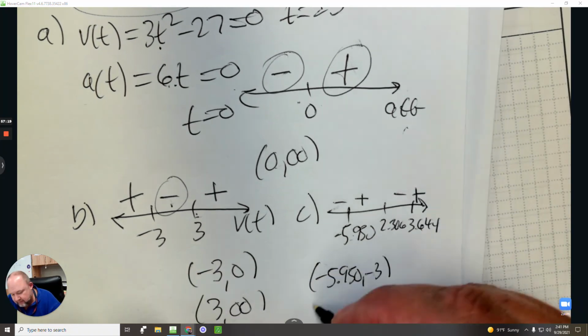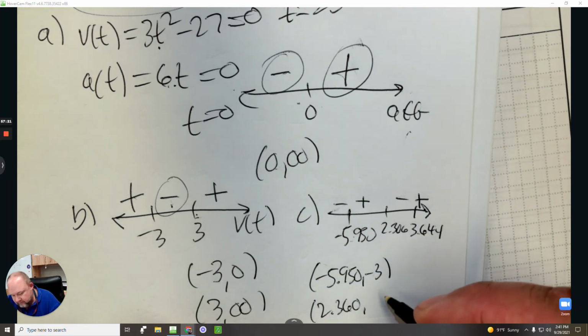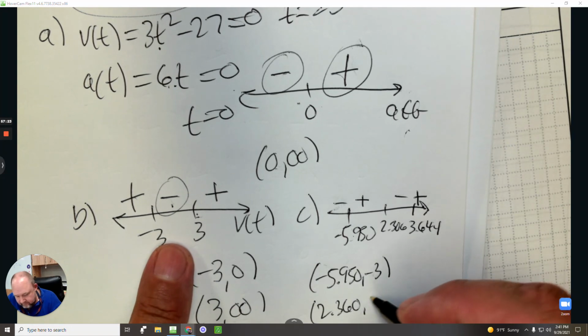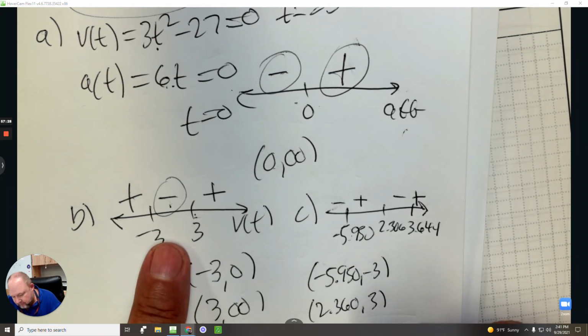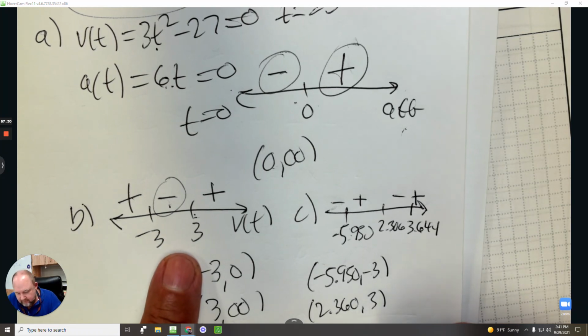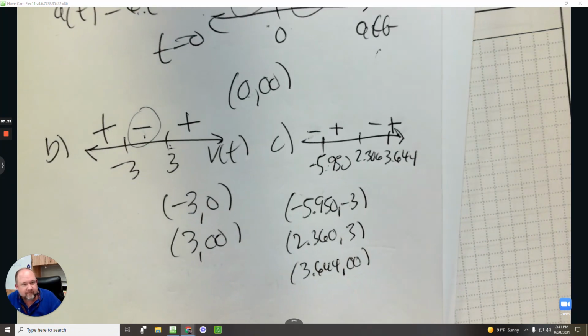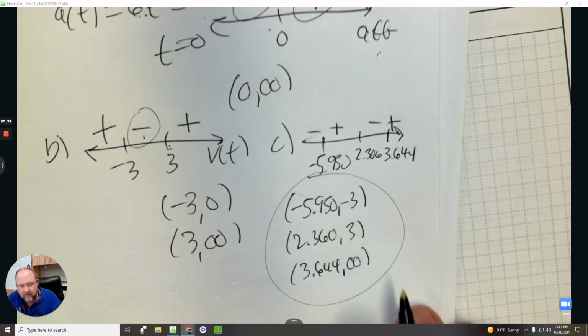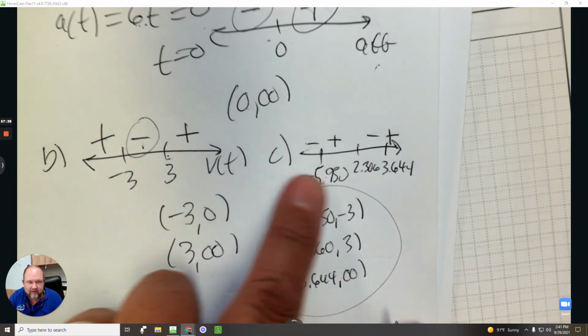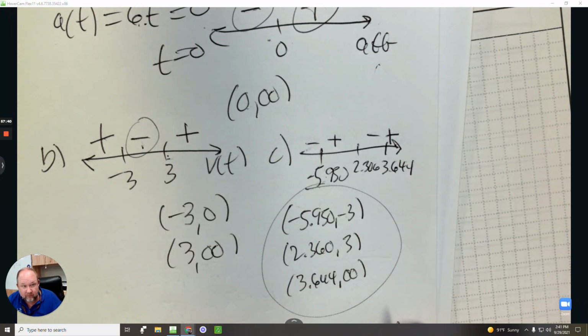From 2.360 up to 3, the signs are the same. And 3.644 to infinity, the signs are the same. So part C was a little confusing, but it's okay. So when the position and the velocity have the same sign, that's what they're asking for. We use our calculator.